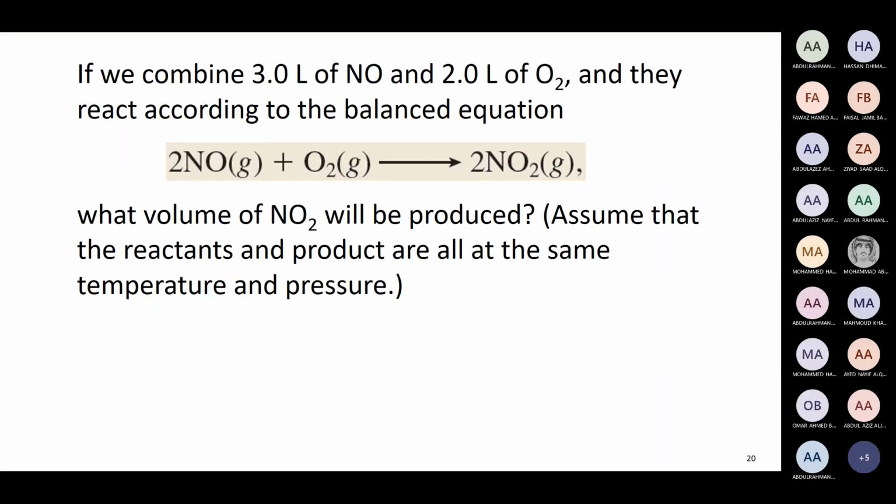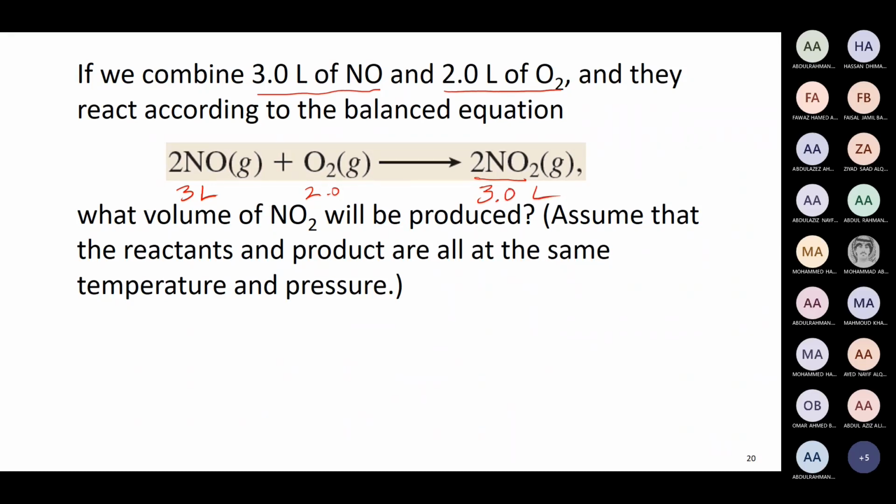Okay, if we combine 3 liters of NO and 2 liters of O2, we're going to get 2NO2 gas. I want you to tell me, if we know that this is 3 liter and this is 2 liter, according to Avogadro's law, how many liters are we going to get here in 2NO2? No, not 2, not 5, not 8. 3 liter. Only 3 liters.